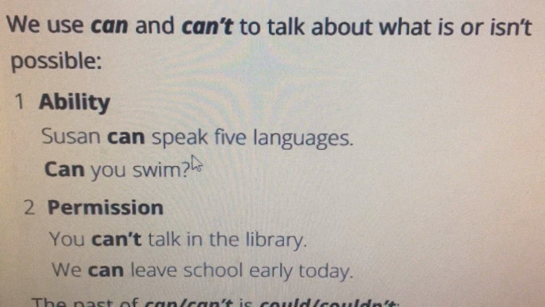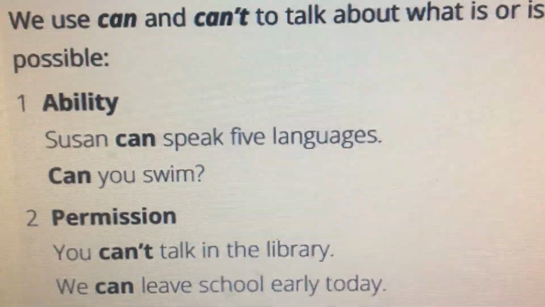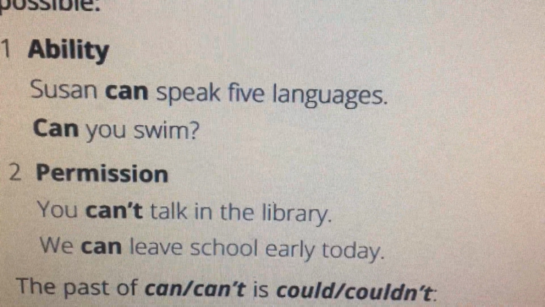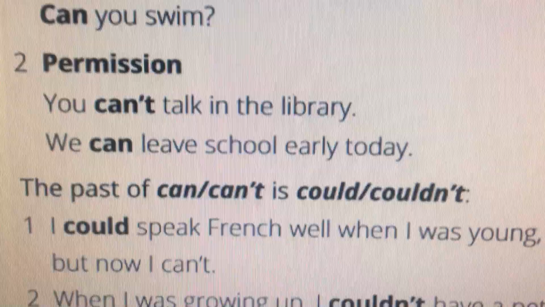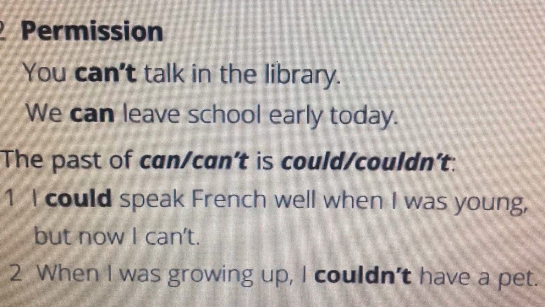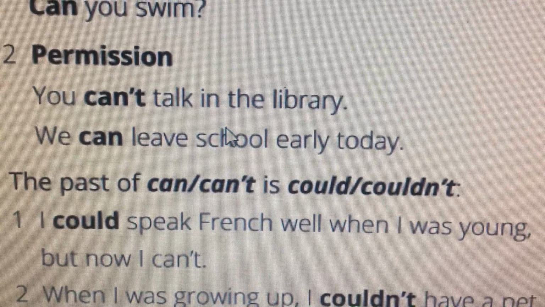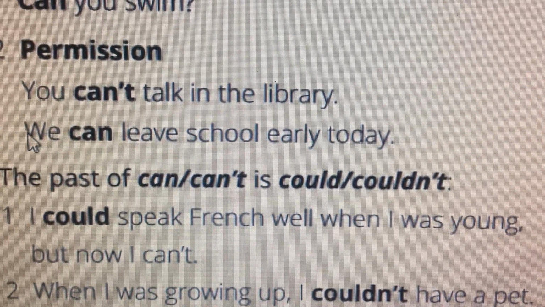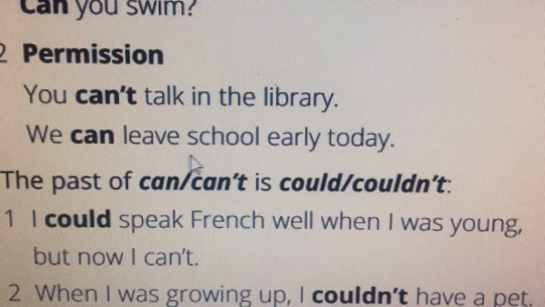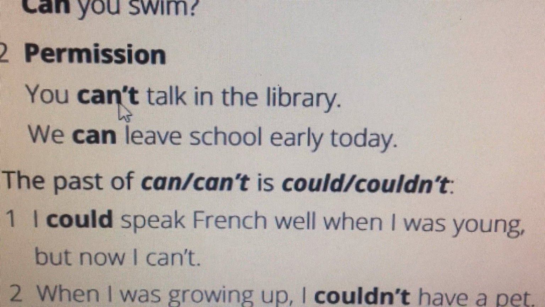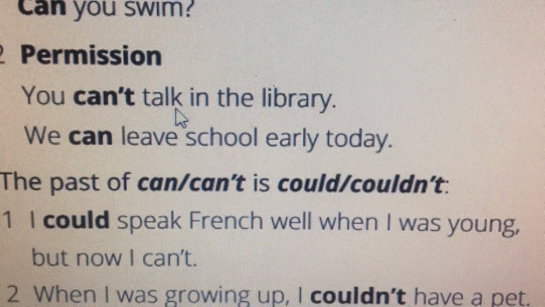Susan can speak 5 languages. Can you swim? And permission? You can't talk in the library. The past of can and can't is could and couldn't. Okay, can means you're allowed to do something. We can leave school early today. We're allowed to leave school early today. Can't, not allowed to. You're not allowed to talk in the library.